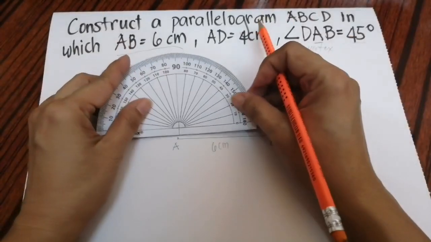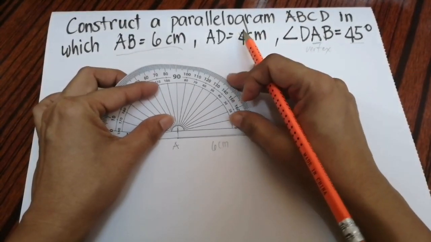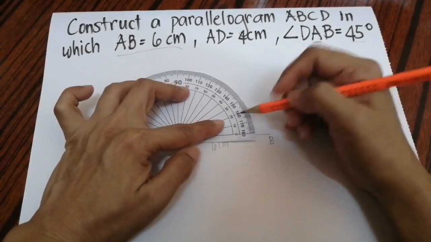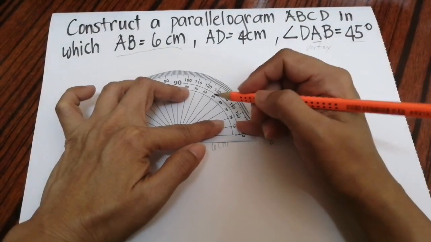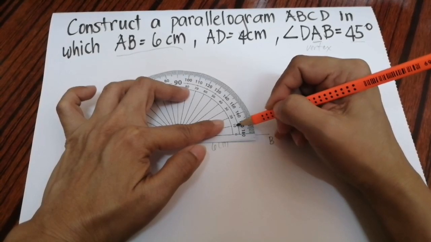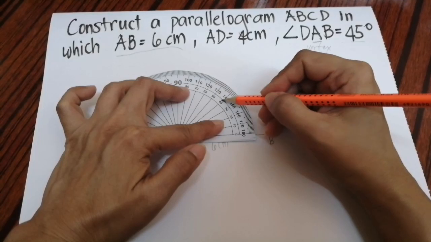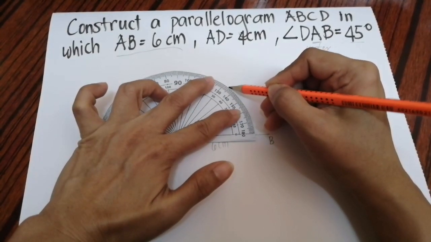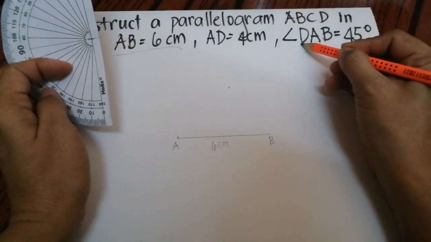Should be a 45 degree angle. Put the center right at the point A and align the baseline with your horizontal line, and then mark where the 45 degree angle is. Again, I'll be starting from the 0 and find where the 45 degrees is. It's between 40 to 50, so I will mark it here. And this point will be called D.